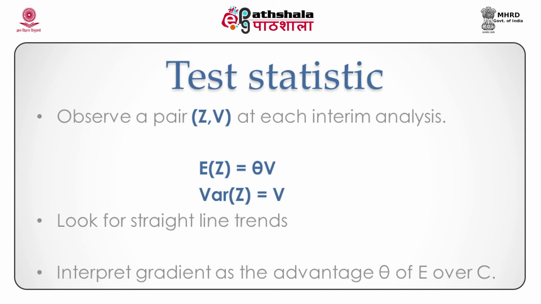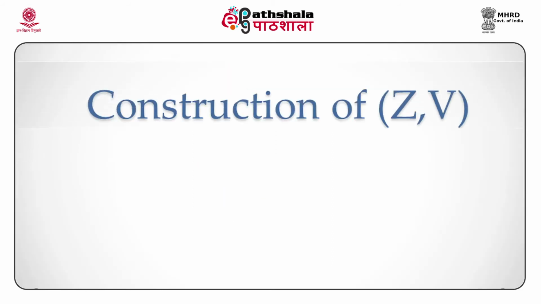Whitehead recommends plotting Z against V, and in that case we can look for straight line trends, and also we can interpret the gradient of the plot as the advantage theta of E over C. Some other authors have recommended construction of plots of Z over root V, in which case we would no longer look for straight line trends but would look for parabolic trends.